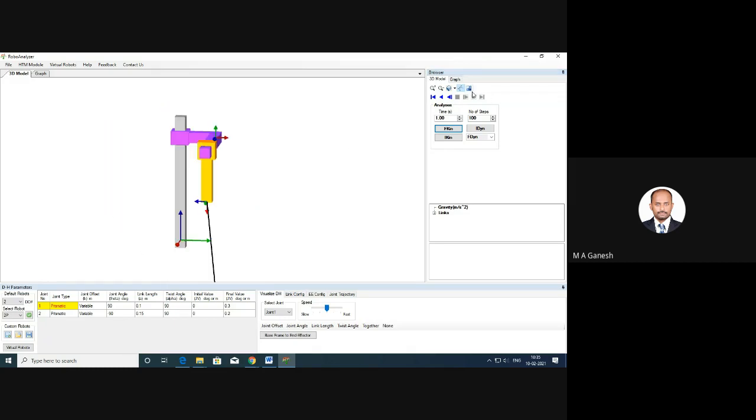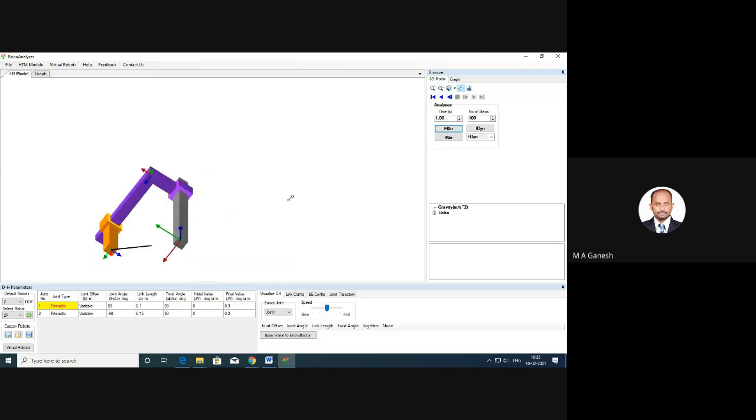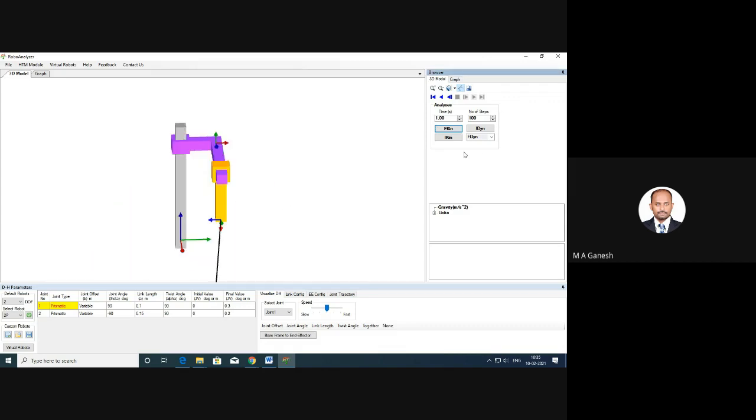So if you have to click a view, you can press this, so you'll get an isometric.